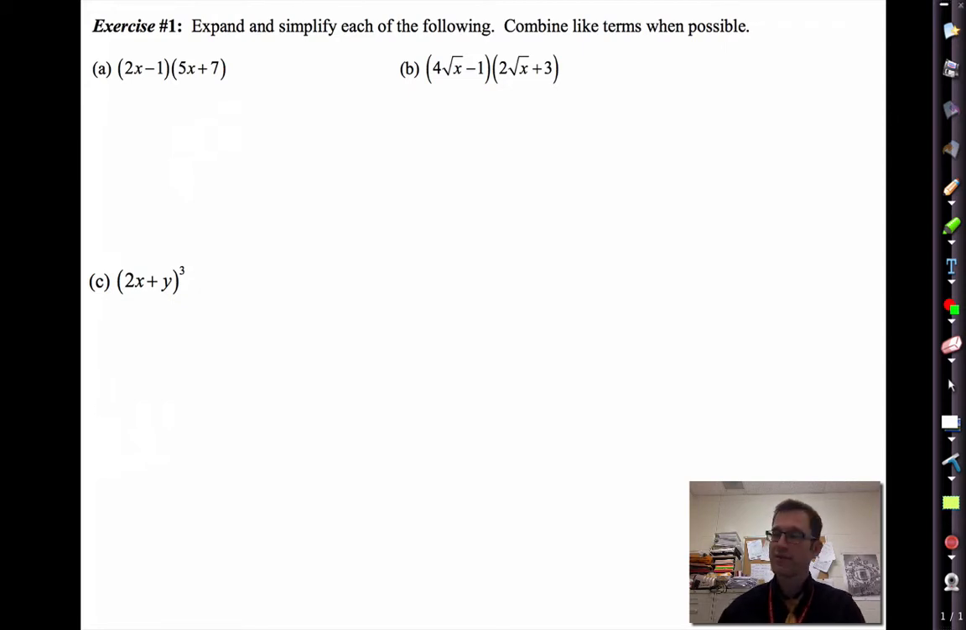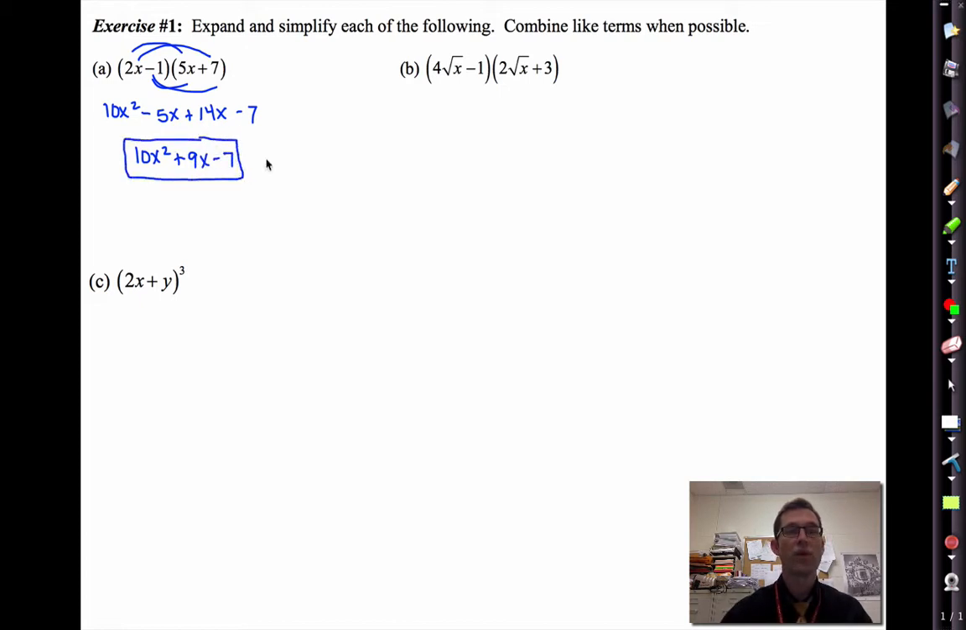So the first exercise, whether you use the FOIL acronym or whether or not you use double distribution, regardless, you have to know that this is going to multiply this, giving us 10x squared. This is going to multiply this, giving us negative 5x. The 2x has to multiply the 7, giving us 14x, and the negative 1 has to multiply the 7, giving us negative 7. We get 10x squared plus 9x minus 7. In fact, in my opinion, students at the 4 Honors level should be able to do that manipulation in their head.